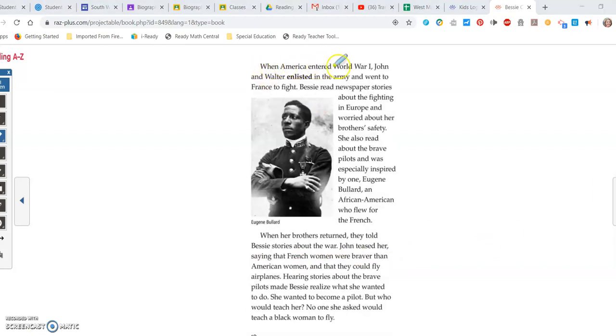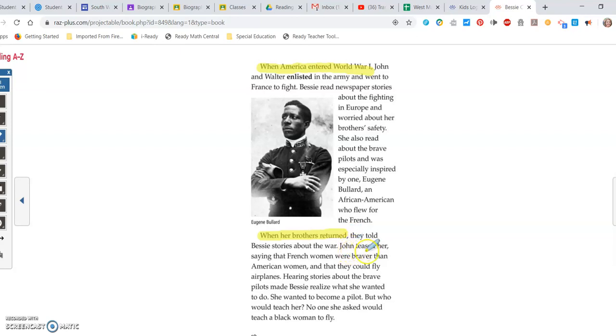The top of this page also gives a time frame. When America entered World War I, both of her brothers enlisted in the army. So they went over to France to fight in the war. Down here, it talks about when her brothers returned. So after the war was over, they told Bessie stories about the war.